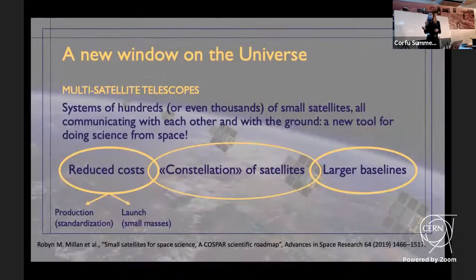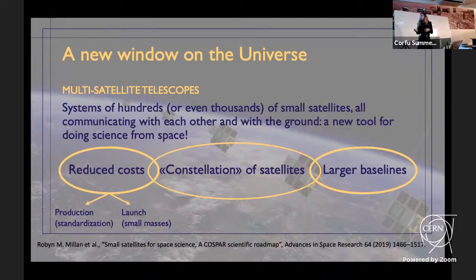In particular, the recently proposed technology of multi-satellite telescopes is a very important chance in this perspective. What are multi-satellite telescopes? Systems of hundreds or possibly in the future even thousands of small satellites in orbit around Earth, all communicating with each other and with the ground itself. And so they represent a completely new tool for doing space science directly from space.